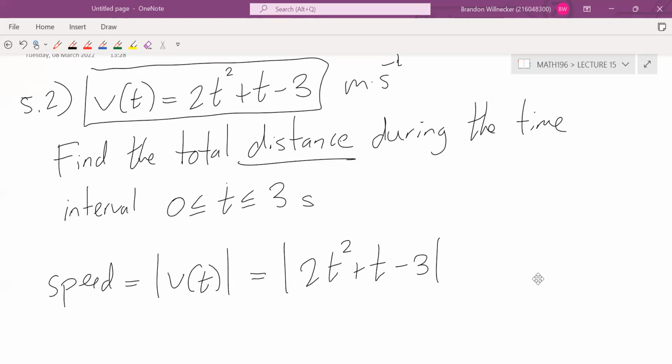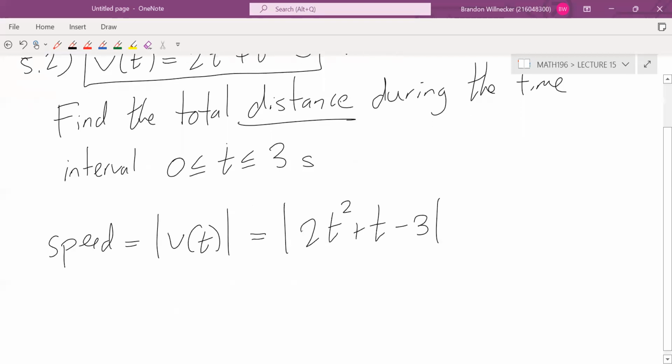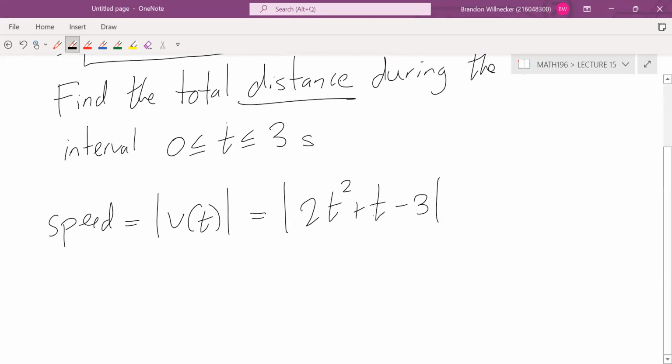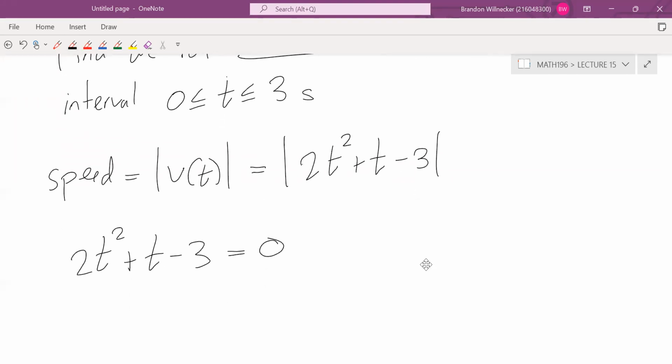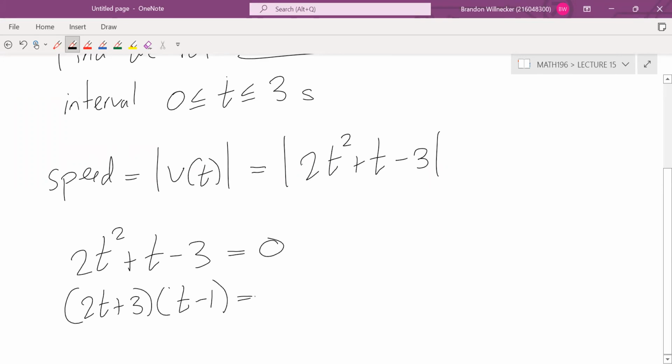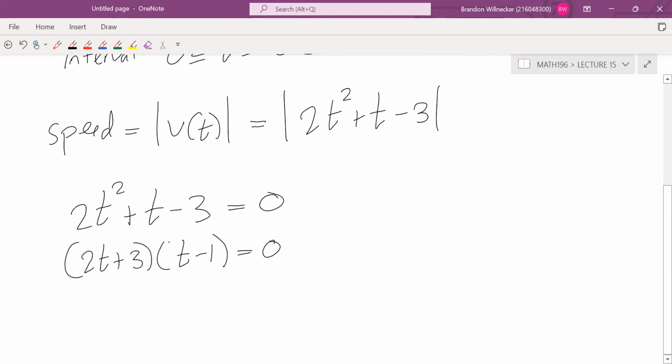So we're given this function and we want to find where it is negative and where it is positive so that we can do this absolute value here. So let's find where this velocity is positive and negative. So we're going to have 2t squared plus t minus 3 equal to 0, so that we can find those critical values. We can factor this as (2t plus 3)(t minus 1) equals 0. And then this will give us t equals minus 3 over 2, t equals 1.